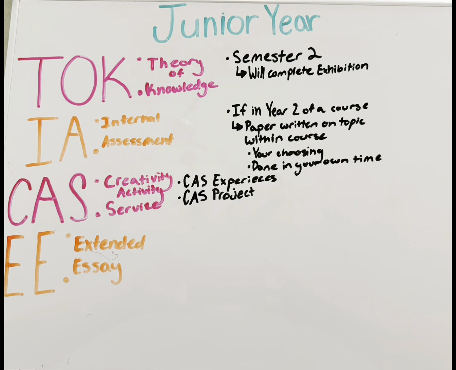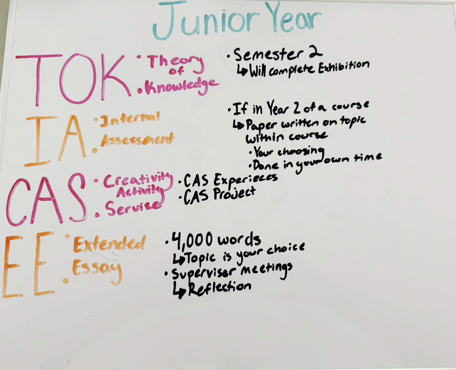Juniors are also expected to work on their extended essay throughout junior year. The extended essay is a 4,000-word research paper on any subject and topic of your choosing. Once your subject is chosen and approved, you will be assigned a supervisor. The supervisor will meet with you to discuss ideas and reflect on your work throughout the writing process.